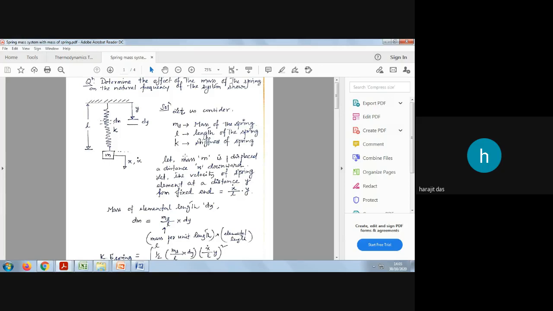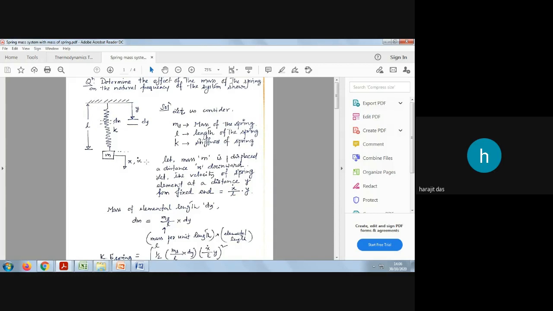Now let the mass m be displaced downward by a distance x. So this displacement is x in the downward direction. Just like our previous analysis, the velocity acquired by the system we consider as x dot, and the acceleration is x double dot. This velocity and acceleration are directly associated with this mass.